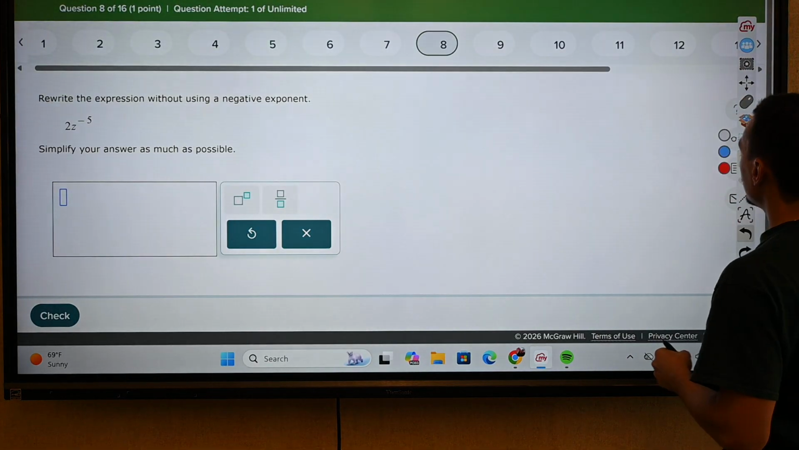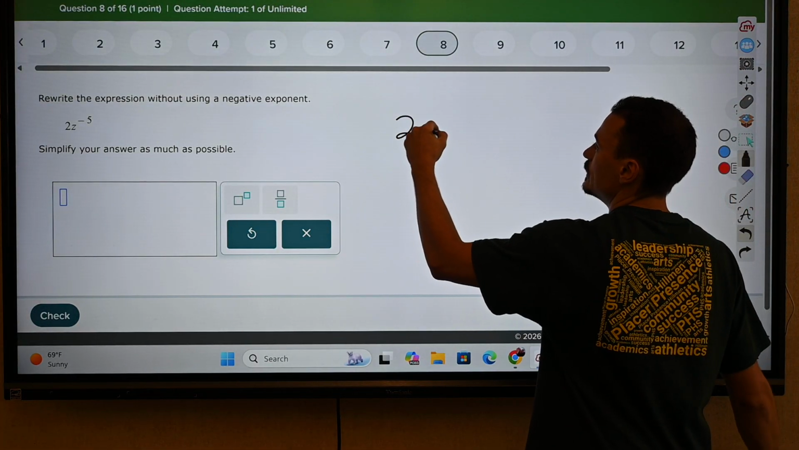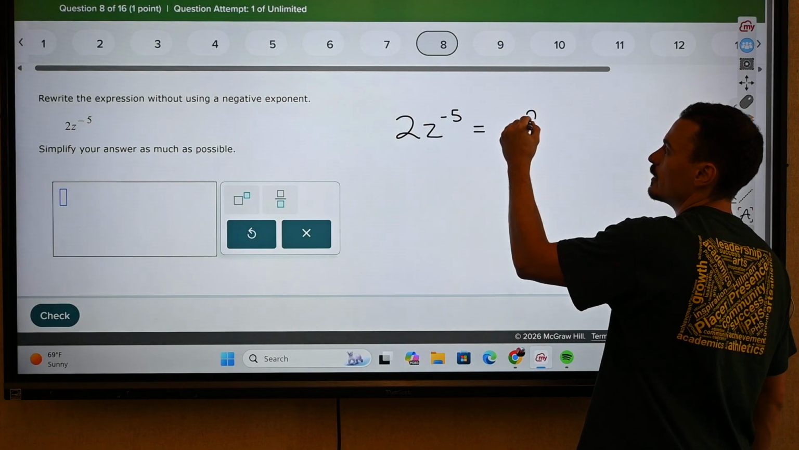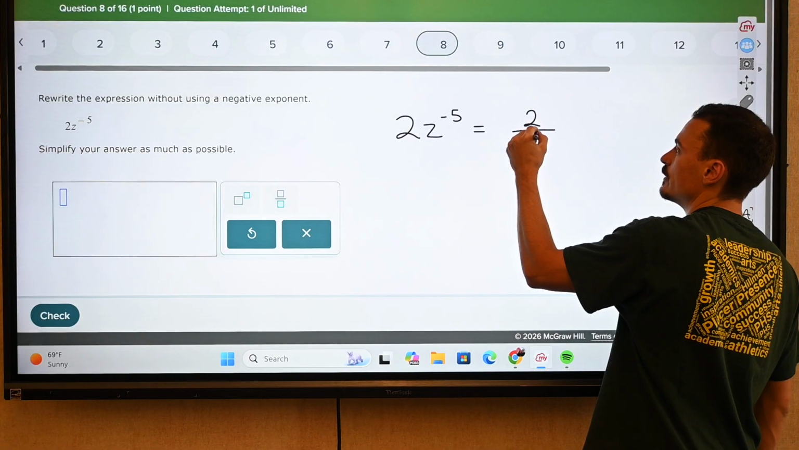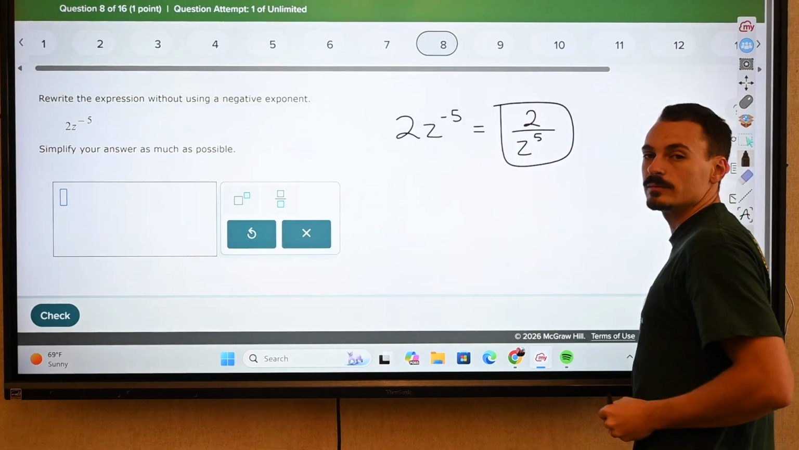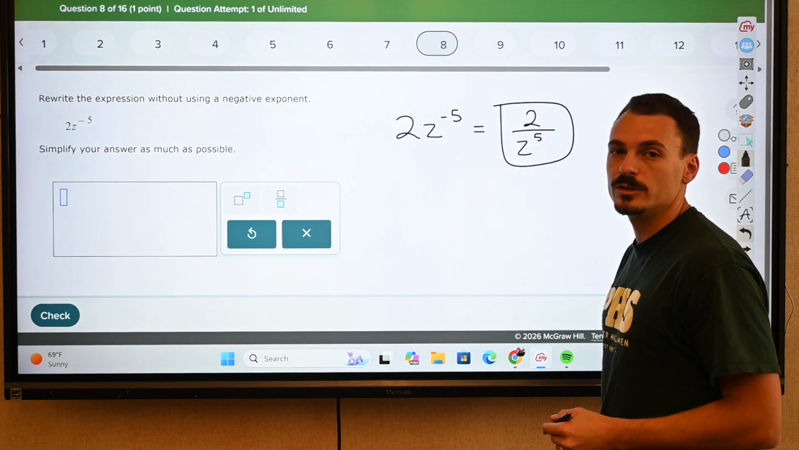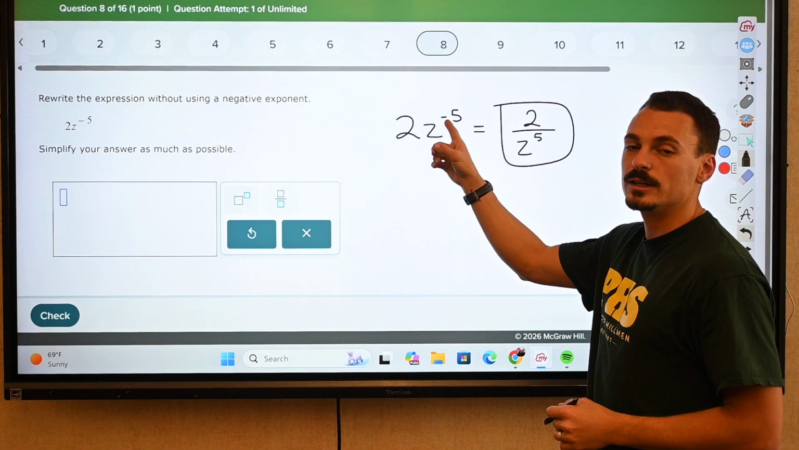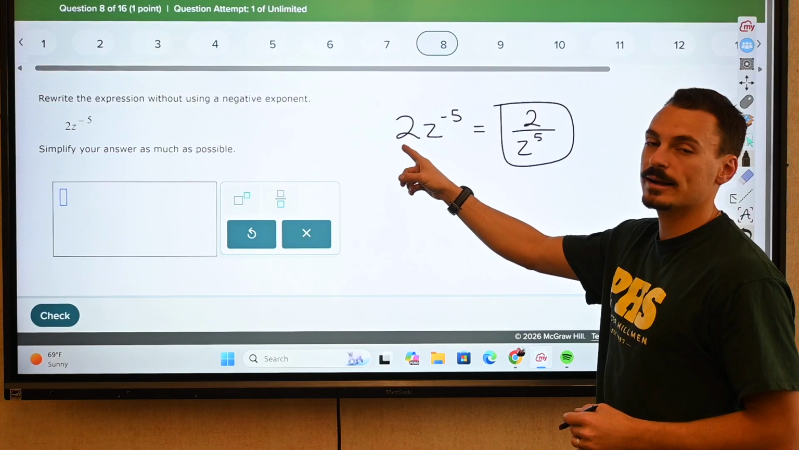Okay, same thing here. We have 2z to the negative 5. So the 2 will stay on top. We'll go z to the 5. Flip it, make it positive. You don't flip the 2, because what is the exponent touching? It's touching the z. 2 is a factor in and of itself.